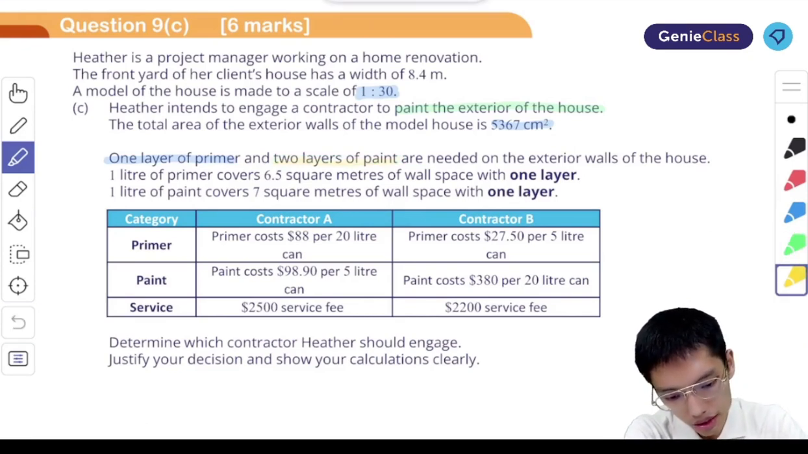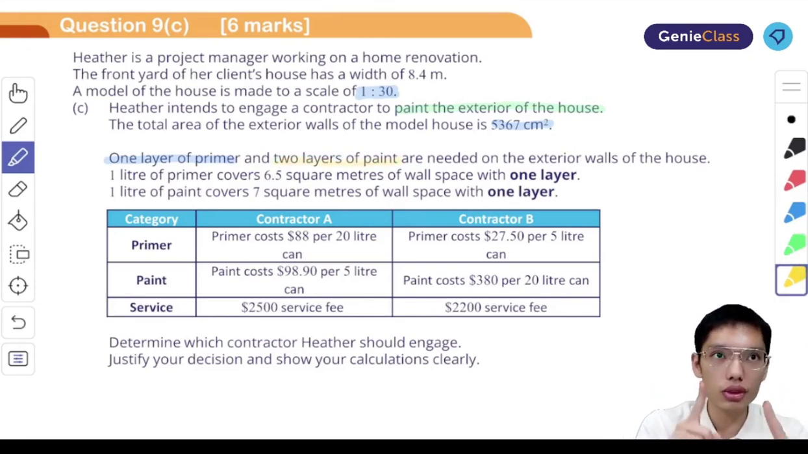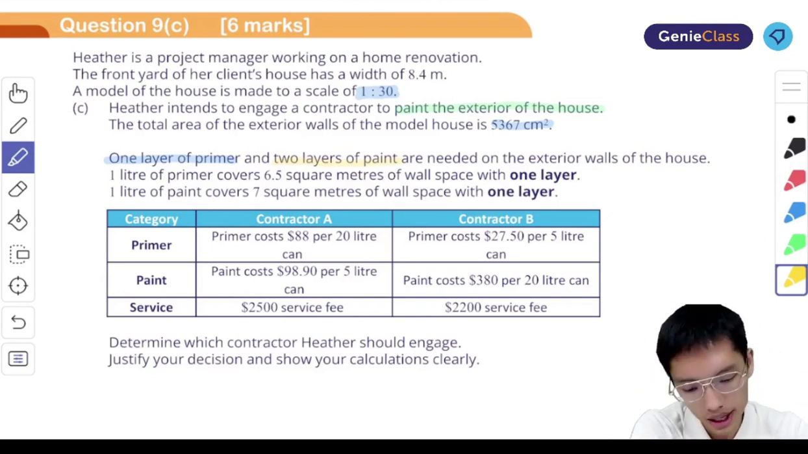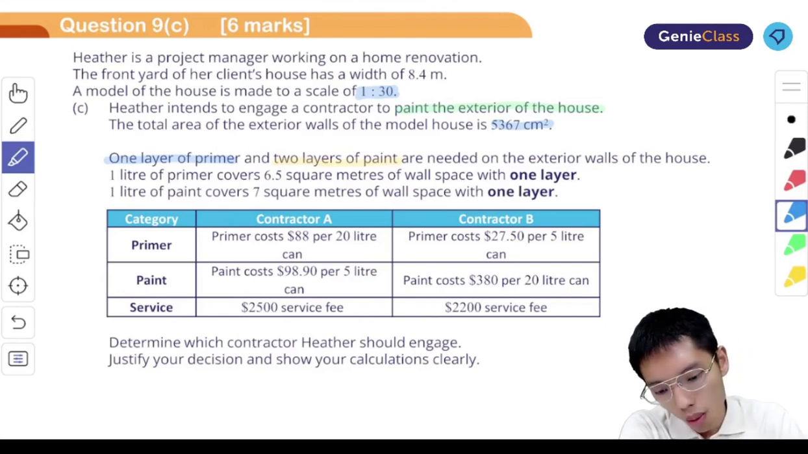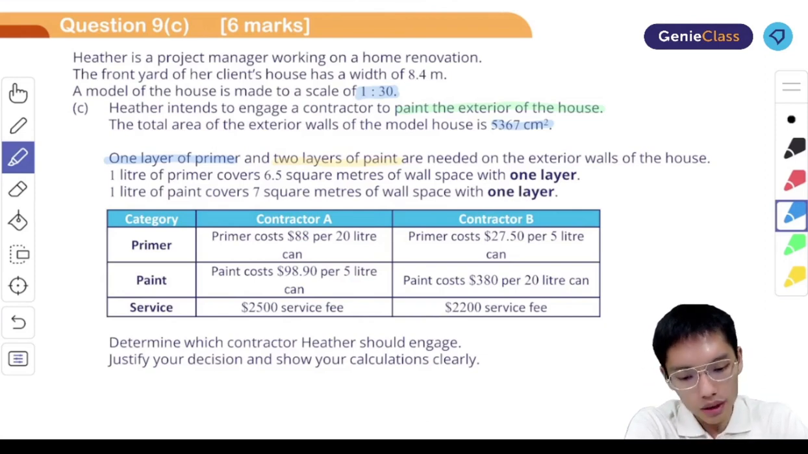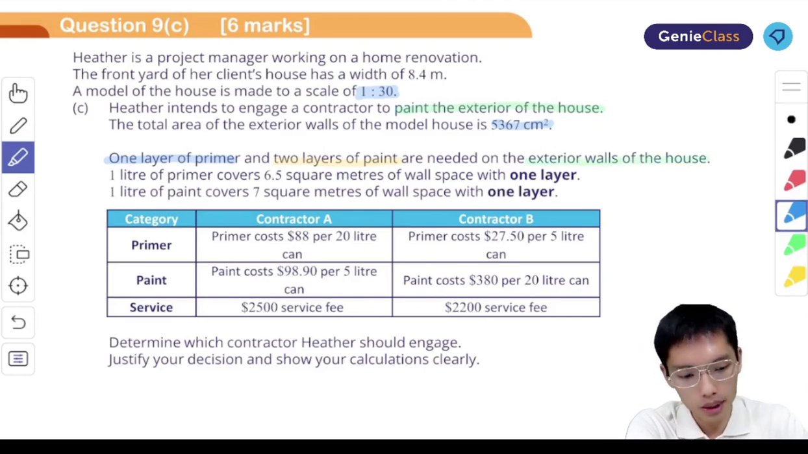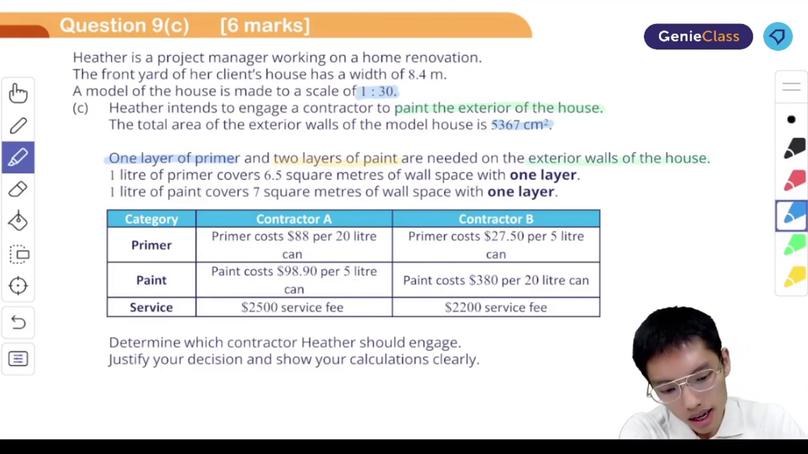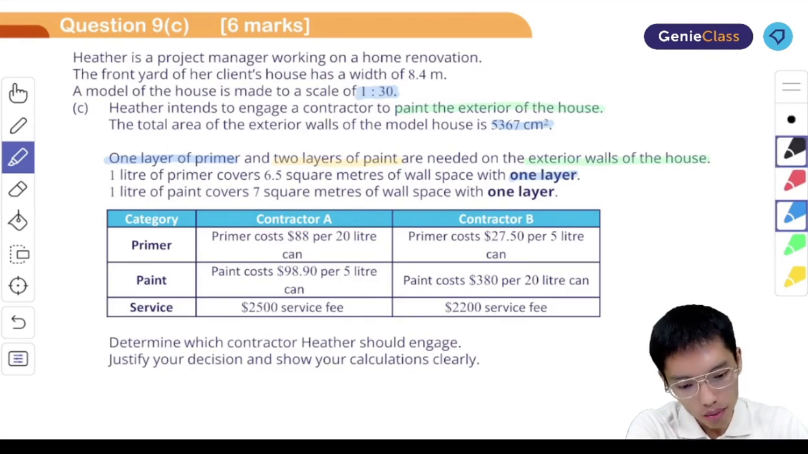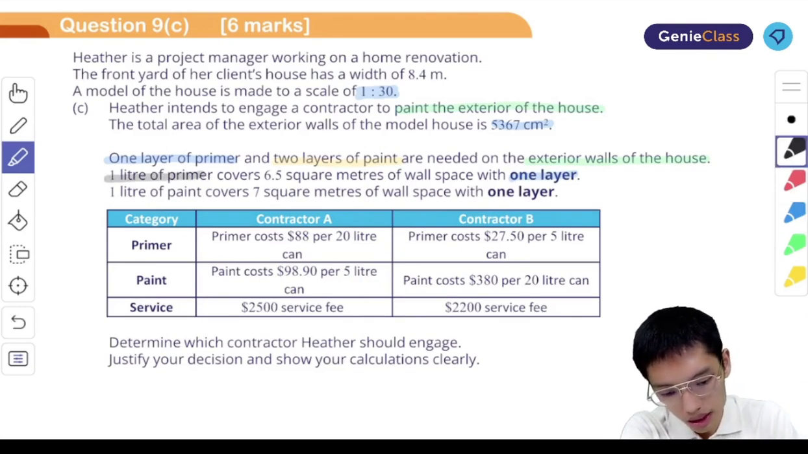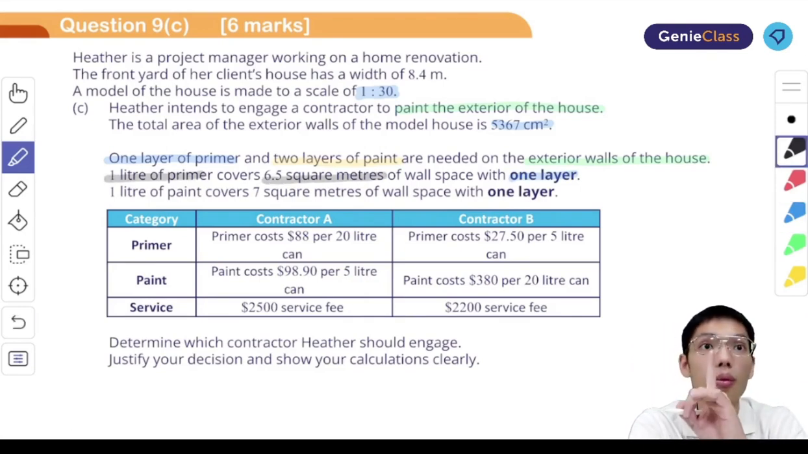Take note, 2 layers of paint down here. So I'll backtrack between the two slides over here, bear with me. I'll exceed a little bit because this might require quite some explanation. 1 layer of primer and 2 layers of paint are needed for the exterior wall. That's information you need to highlight. 1 layer, how much can 1 liter do? 1 liter for 1 layer.